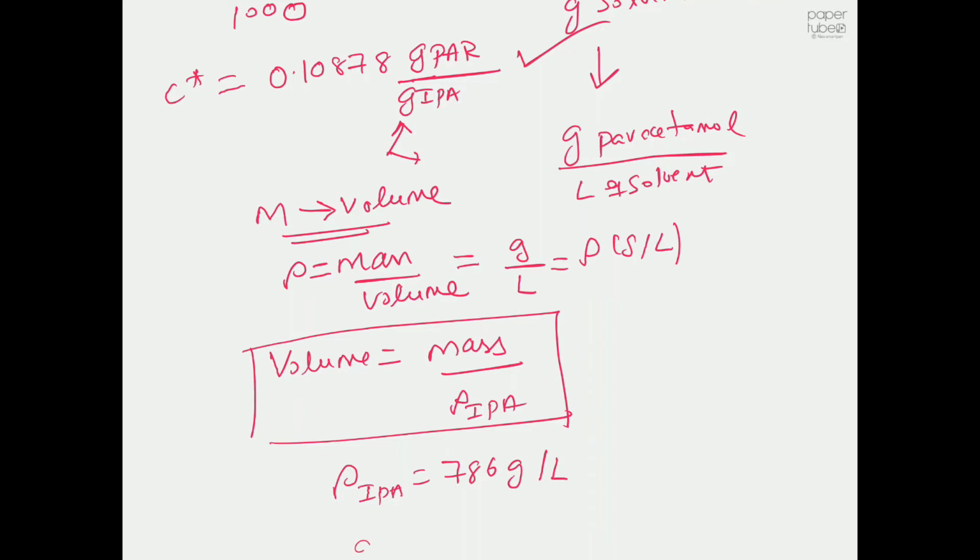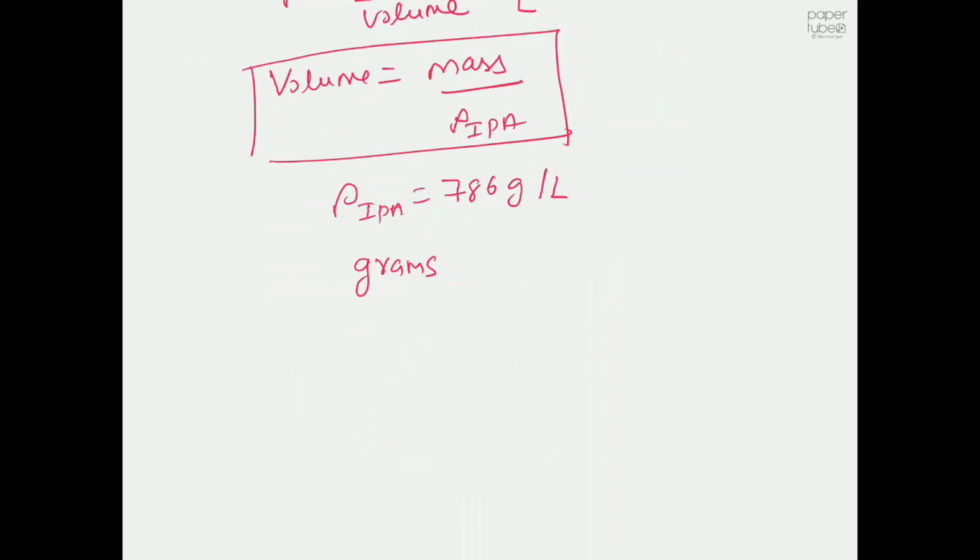If you don't feel confident with unit conversion, you can follow this simple rule. You have grams, you have liters, so just make a column. So what does this mean? 786 grams will give 1 liter. Or if you put 1 liter of isopropanol on the weighing balance, it will weigh 786 grams.